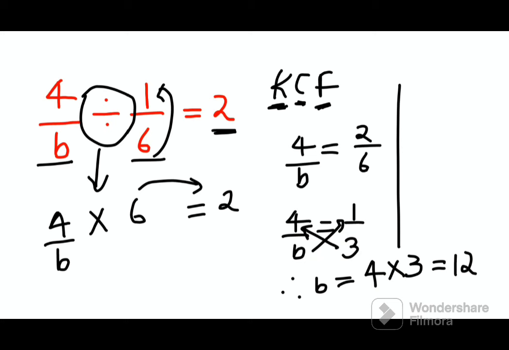Now for your DIY, you tell me what will be the answer of 1 upon x divided by 1 upon 7 is equal to 3.